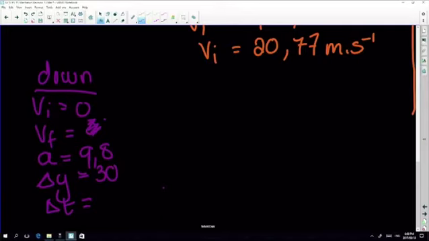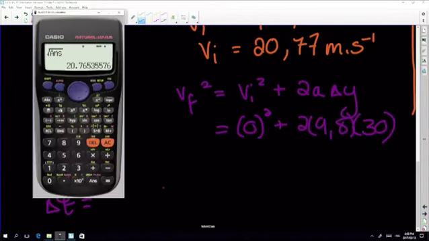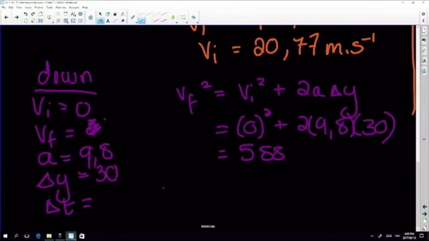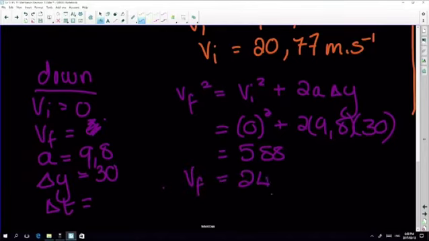So if I now wanted to find VF, I would go VF squared equals VI squared plus 2A delta Y. So this is 0 plus 2 times 9.8 times 30. I know my substitution's right because I'm not trying to find the square root of a negative number. Times 30 gives me 588, which I'm then going to square root. There we go, 24.25. Now, this was the up and this was down.